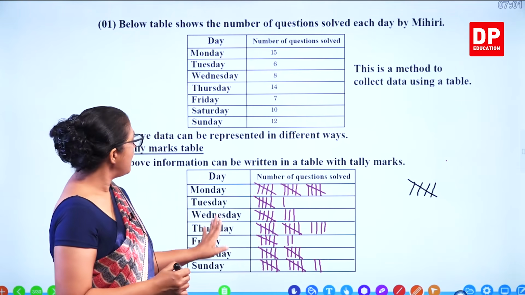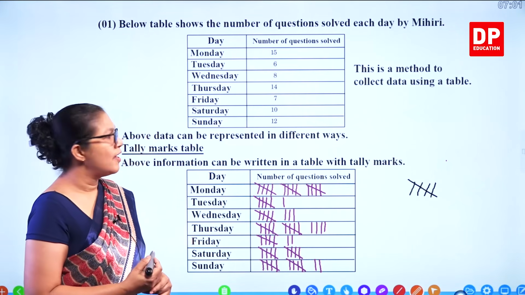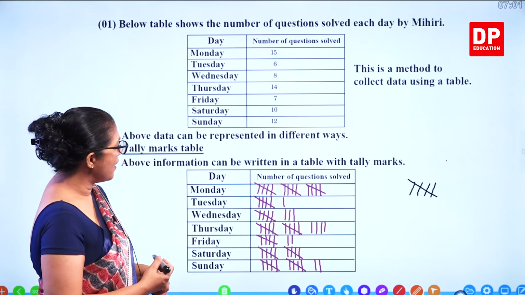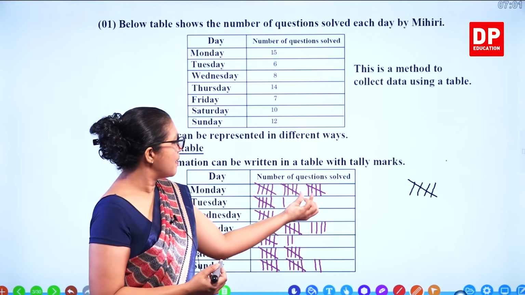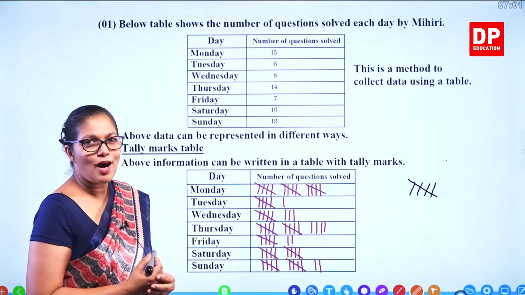So this is called the tally marks table. Which one is easier to refer to? When it's in separate bundles of 5s, it's easy to count.